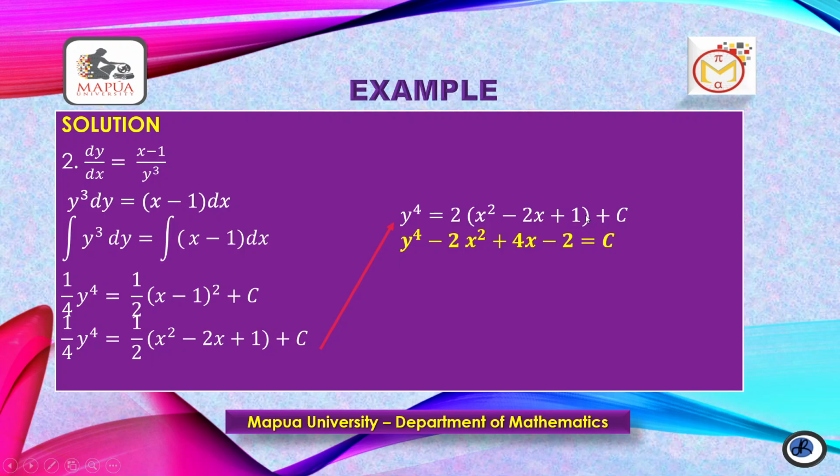Or sometimes you can just combine the two variables. You can transpose the x variables on the left side and this is equal to c. So it doesn't matter.